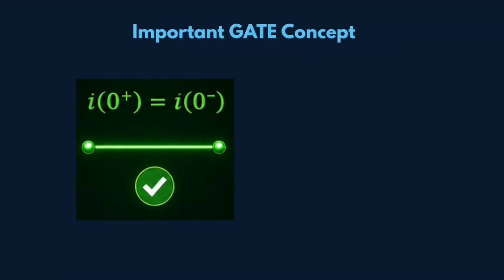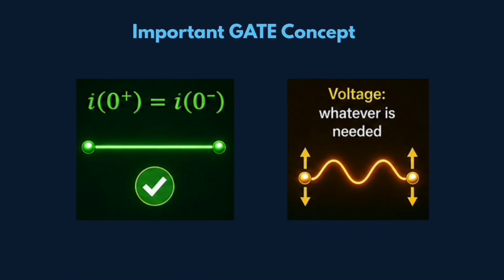At the switching instant, current is known. That is, the current must equal its previous value. So I0 minus equal to I0 plus. Voltage is not fixed. The inductor can develop whatever voltage is necessary to maintain current continuity in the ideal mathematical model. This is why GATE questions often ask, find current immediately after switching. The answer usually comes from the current before switching.